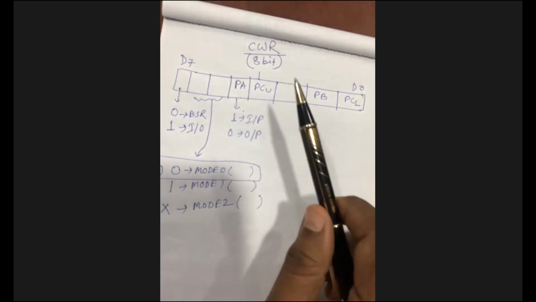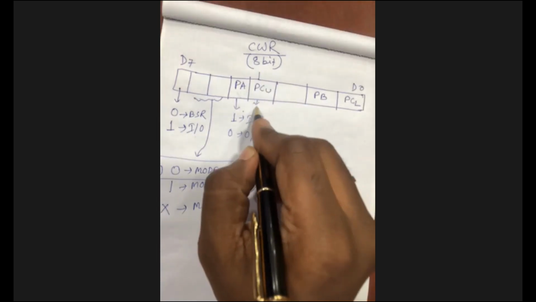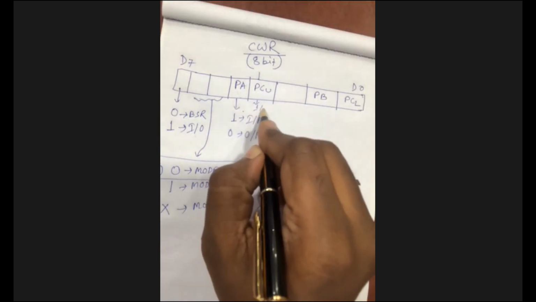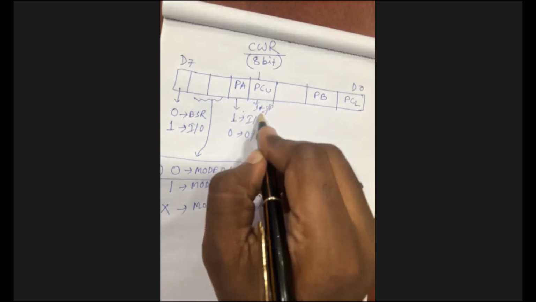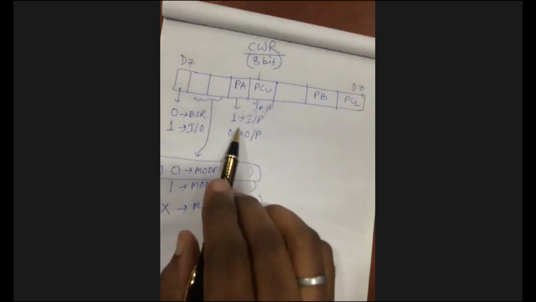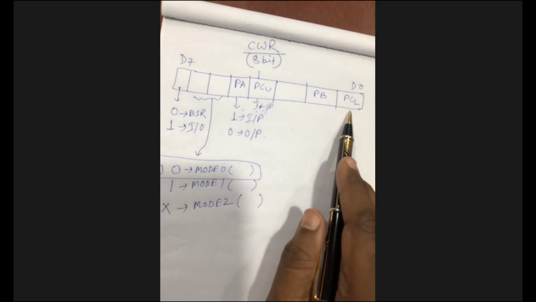What is the port C upper? If it's a 1, then input. And 0 means output. Similarly for port B, similarly for port C lower.